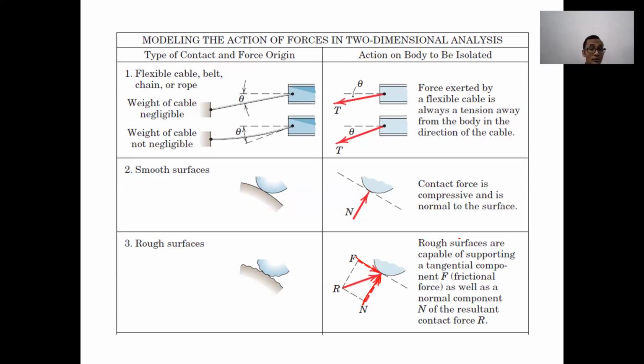When it's smooth, only normal force is happening there. So you can replace the smooth surface with normal force. But for a rough surface, you have to replace it with normal and friction force.